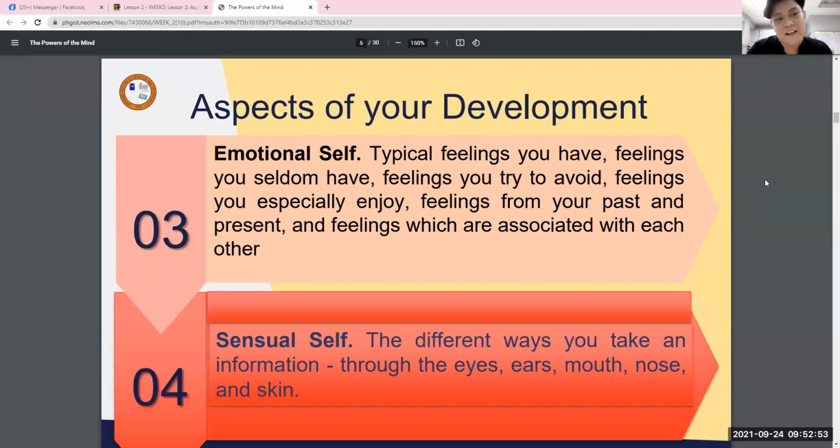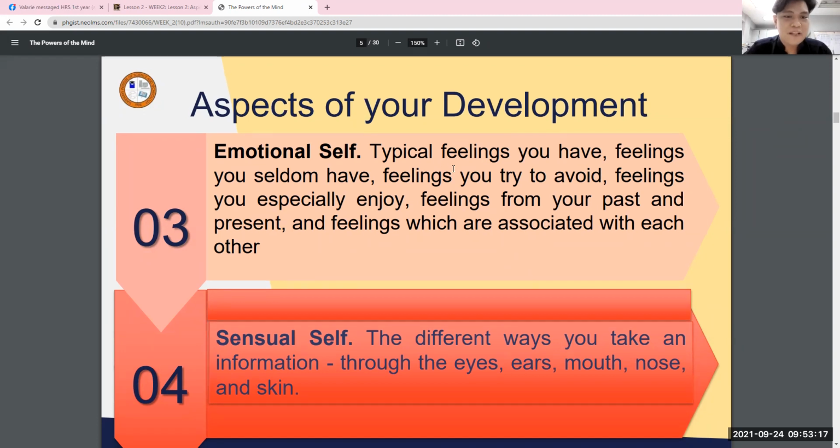So that is emotional self. You feel that you're happy, you feel that you are glad, you feel that you are sad, you feel that you are in the solitude moment, mga ganyan. So that is your emotional self and that is valid, kasi those are the emotions that you need to develop and you need to carry yourself. So that is your emotional self.